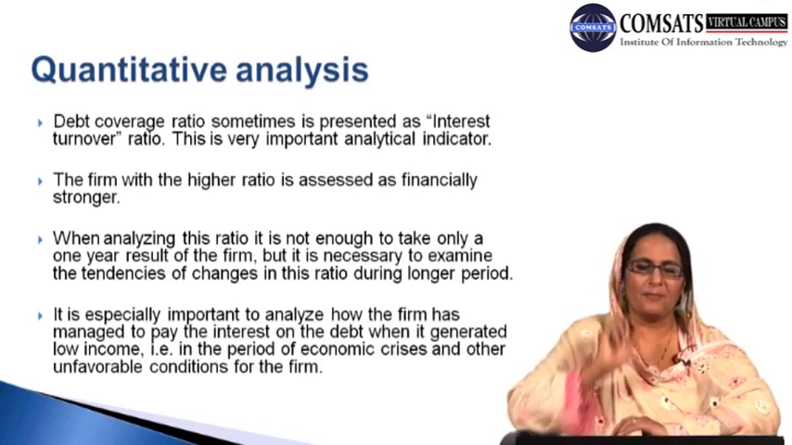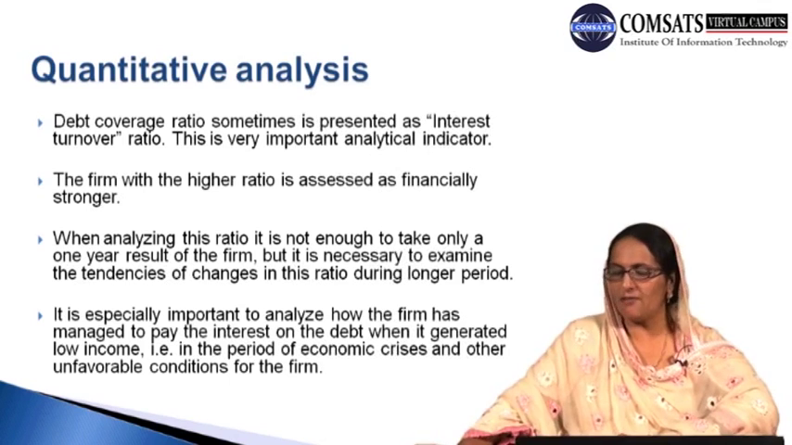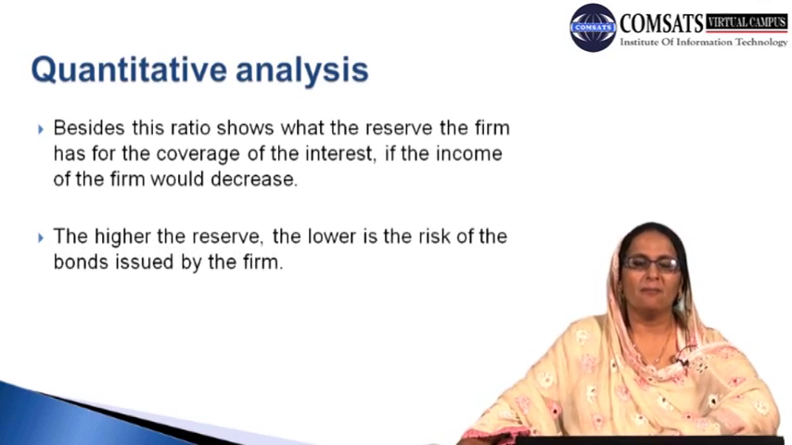Otherwise, if the issuing firm is facing a loss or an economic crisis, it may not be possible for the firm to pay the rate of interest and the principal amount. This is an unfavorable condition, and it will create a problem in the market. Besides, this ratio shows the reserve the firm has for coverage of the interest if the income of the firm would decrease. And the higher the reserve, the lower is the risk of the bond issued by the firm.